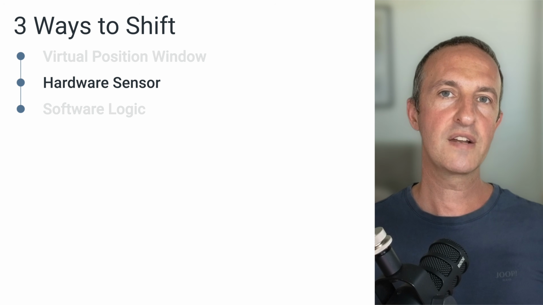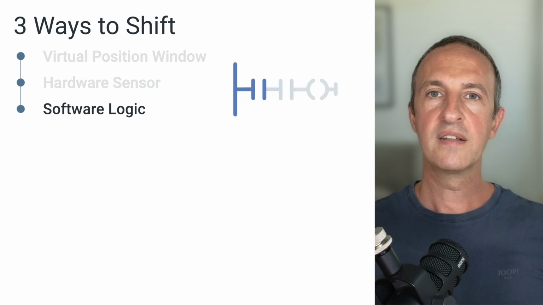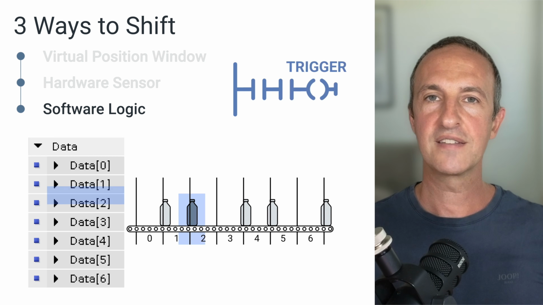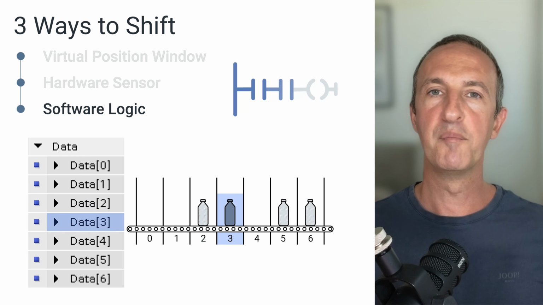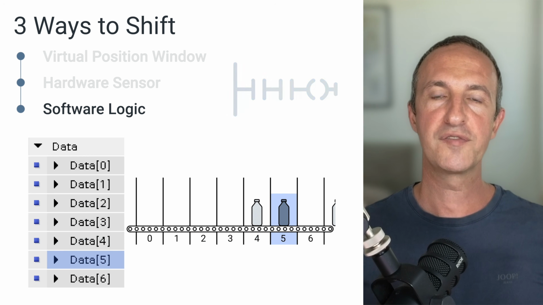Finally, you can trigger the shift purely through software logic. For example, if your line is running and all your product processes are done, you shift the register forward. No sensors, no virtual axis, just logic. You just gotta make sure that your software conditions are bulletproof. If your logic fails, your shift register won't shift correctly.